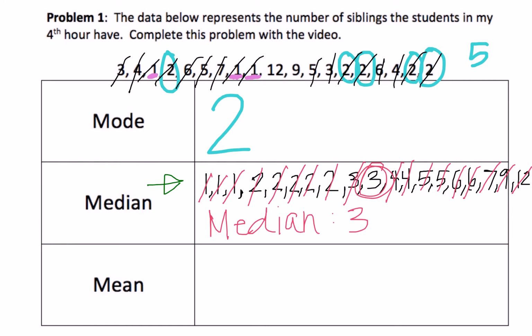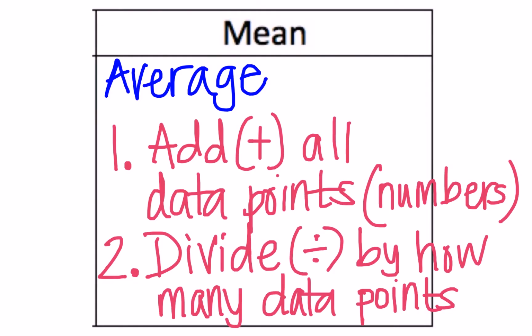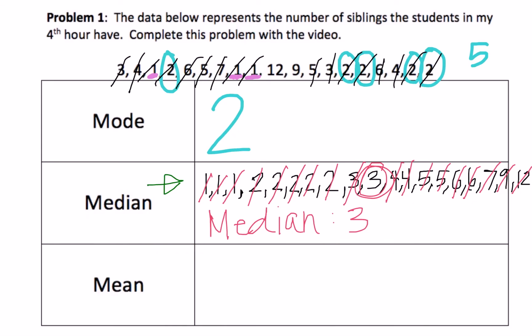Okay, my mean, if we go back here, we have to add up all the numbers and then divide by how many there are. So here we go. I'm going to add them all up in my calculator. So step 1 is we're going to add them, and I'm going to do that in my calculator right now. So I got a total of 77 when I added them up.